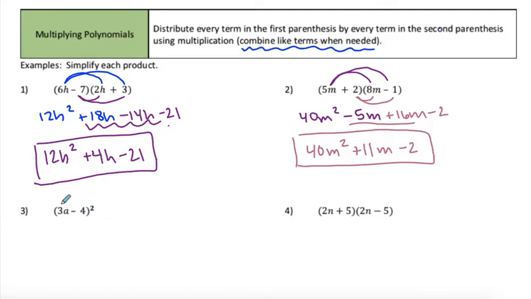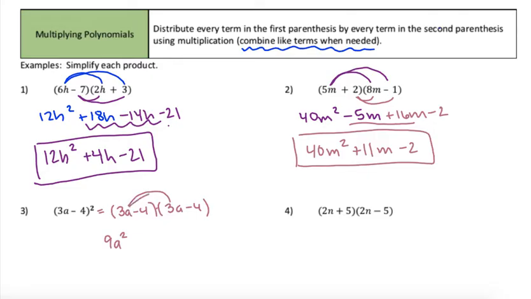On number 3, we have 3a minus 4 squared. This is not multiplication. This is not distributing in. What we need to do first is break this into multiplication using the rule of exponents that says any exponent is repeated multiplication. So it's saying take 3a minus 4 times itself twice. Now we're ready to distribute. We can't distribute exponents. We can distribute multiplication.